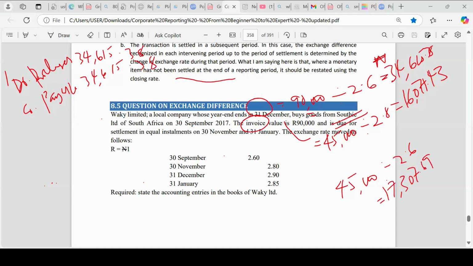17,307.69. Now, what this means is that there is an exchange difference. What is the exchange difference? The exchange difference is the difference between this amount that I would have paid if the exchange rate had remained at 2.6 and what I am eventually paying now. All right. And what is the difference between the two figures?